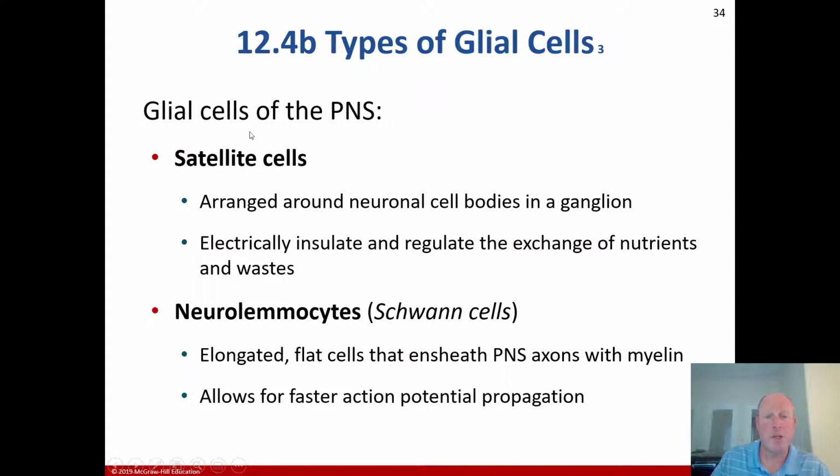So for our types of glial cells in the PNS, there are just two: our satellite cells and our neurolemmacytes, like our Schwann cells, just like we have Schwann cells for our neurons for our skeletal muscles, which we talk about as well. With our satellite cells here, they're arranged around the neuronal cell bodies in a ganglion. They electrically insulate and regulate the exchange of nutrients and wastes. And the neurolemmacytes, the Schwann cells, are elongated flat cells that ensheath the PNS axons with myelin, and they allow for faster action potential propagation.